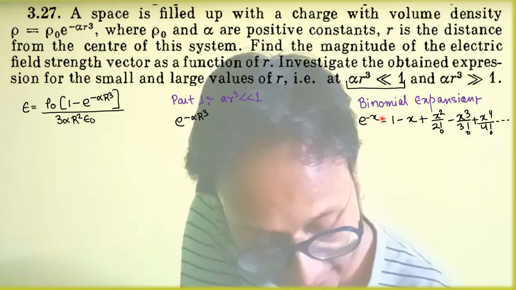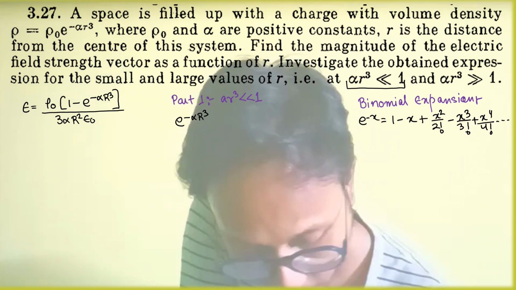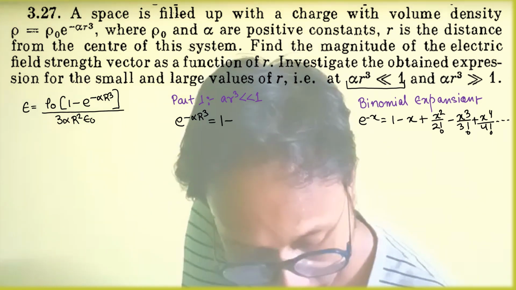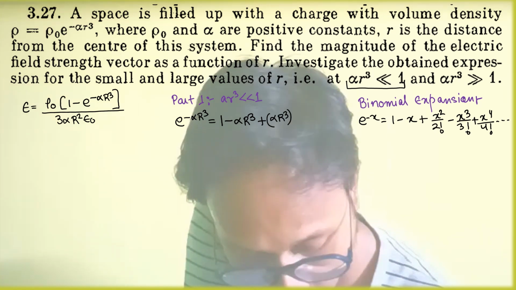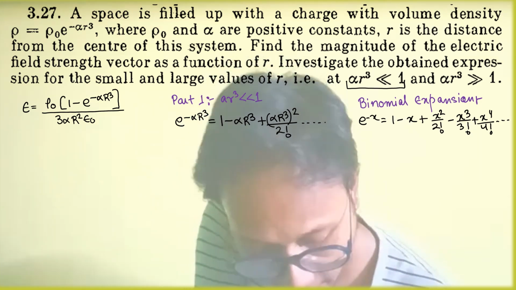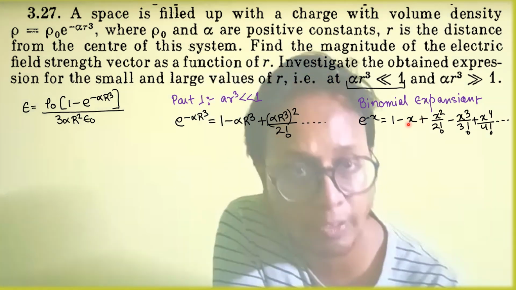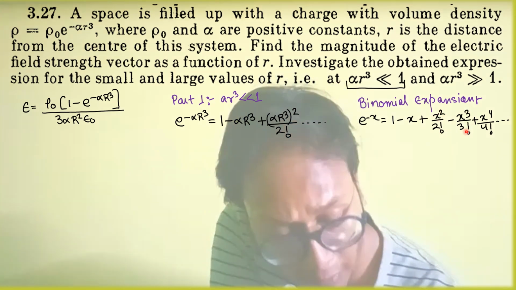So minus x is very much lesser than 1. So what happens to the formula? When alpha r cube is much lesser than 1, this becomes 1 minus alpha r cube plus alpha r cube whole square by 2 factorial, and so on. Now see, when the magnitude of x is much lesser than 1, if you square it, it will be much more lesser. If you cube it, it will be much more lesser.